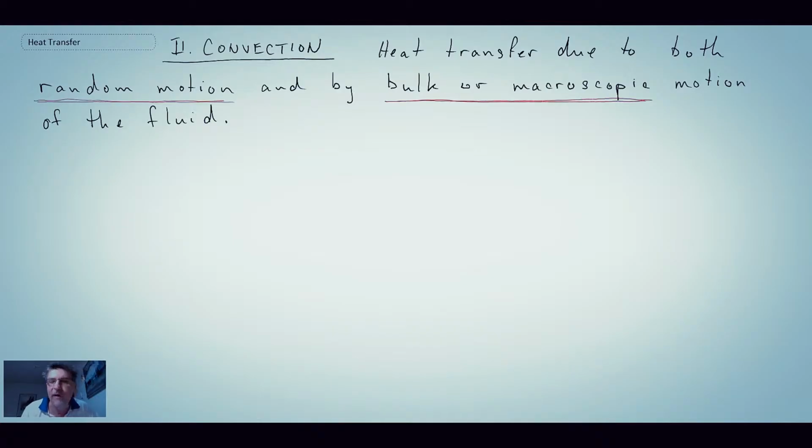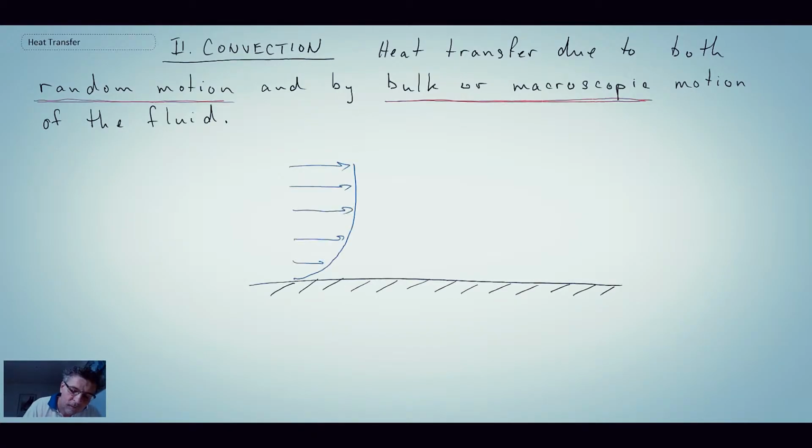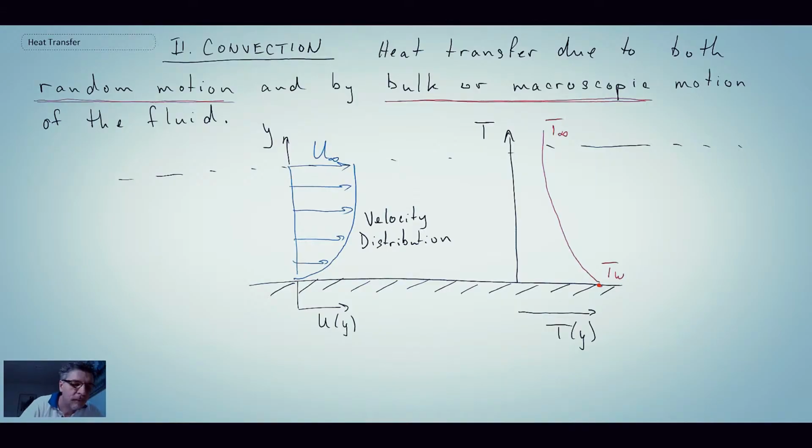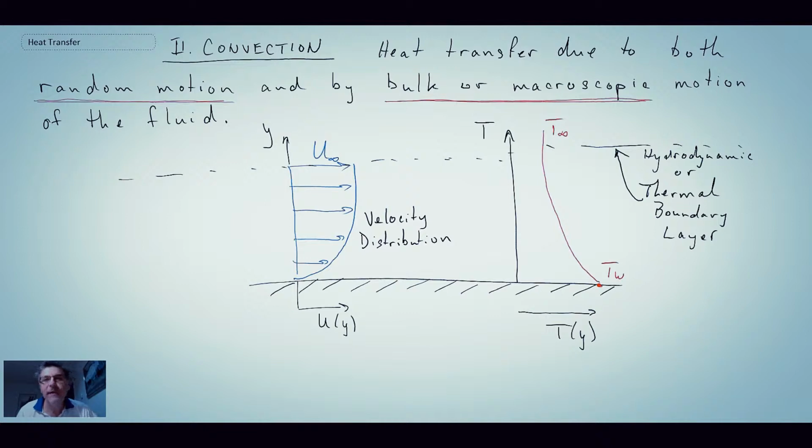We'll begin by showing the case of a flat plate where we have a fluid flowing over that flat plate. So imagine we have a flat plate and a fluid flowing over it, moving from left to right as shown here.